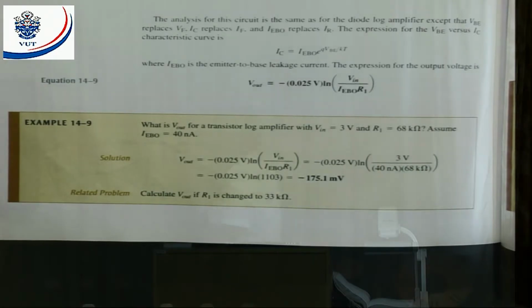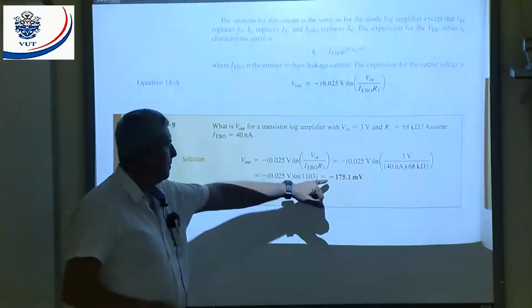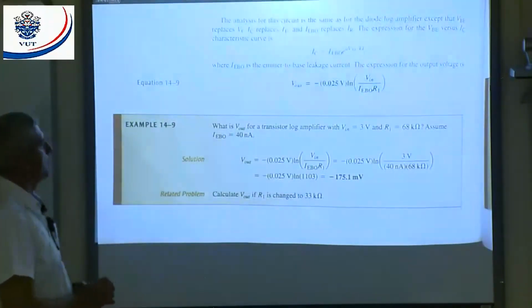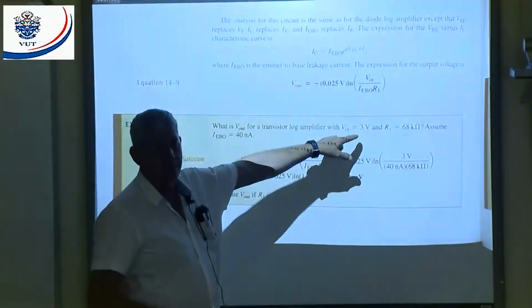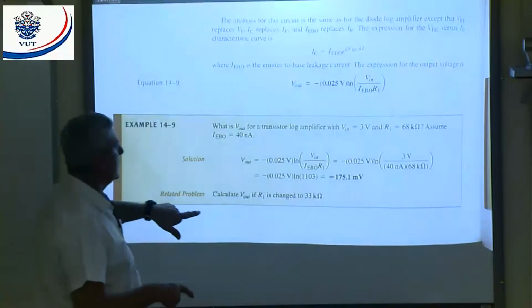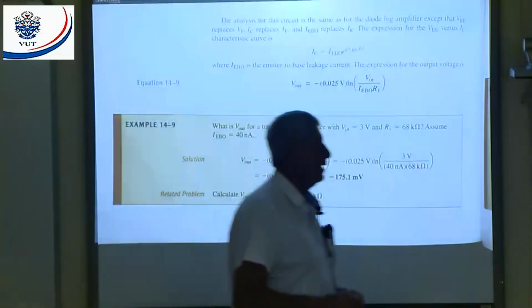If we go and get the log output here, they say what is V out for a transistor log amplifier with V in is 3 volts, R1 is equal to 68 kilo ohms, assume IEBO to equal 40 nanoamps. Your leakage current will always be very small. Now when we work it out, we get an output of minus 175.1 millivolts. That is a log of this voltage of 3 volts. Now, when we look at the anti-log amplifier, we'll see we get exactly the same answer out.